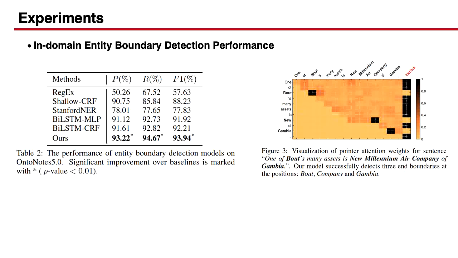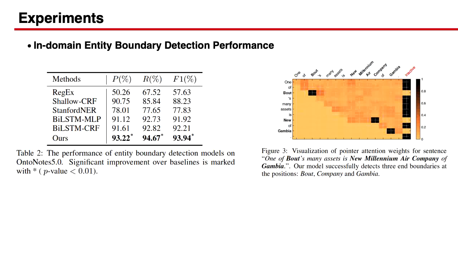For better understanding, we visualize pointer attention weights with an example in Figure 3. The words on the y-axis are the input of the GRU decoder. The words on the x-axis are the input of the GRU encoder. Observe that the identified boundaries have dominant attention weights, which implies that our approach can successfully learn sentence features for entity boundary detection.